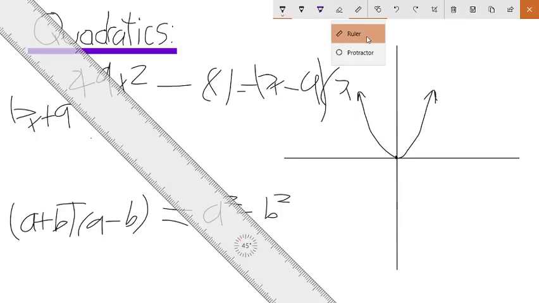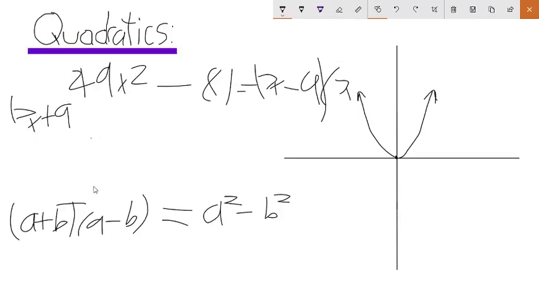These are going to be two essential things that we can use in our next video about factoring. Please like and subscribe if you want to know when the next video comes out, and make sure that you remember that a plus b times a minus b equals a squared minus b squared, and a plus b whole squared equals a squared plus 2ab plus b squared.